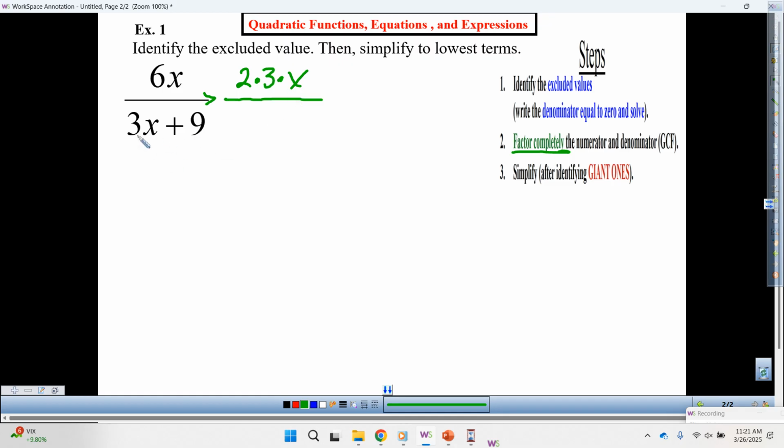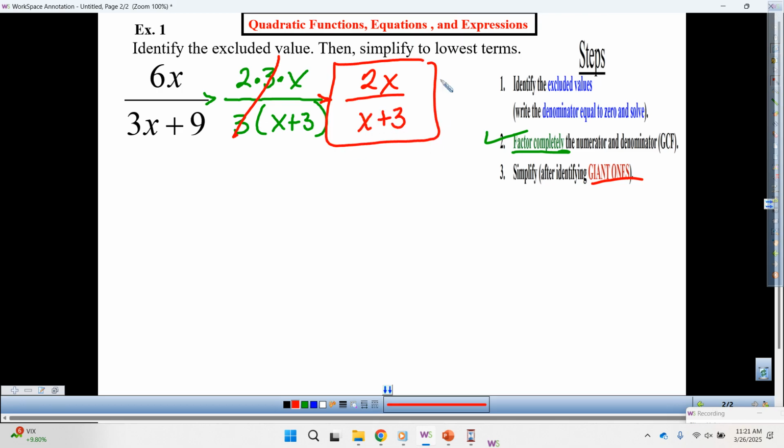Denominator. Factor. Can we factor both terms? Yes. What's the GCF for both terms, everyone? 3. That leaves us with x plus 3. Step 2 is done. Let's go to the last step. Identify any giant ones. You guys see them? Yes, the 3s. That leaves us with 2x over x plus 3. This is simplified.